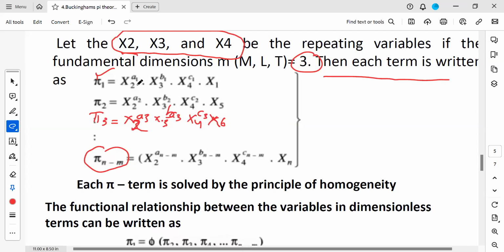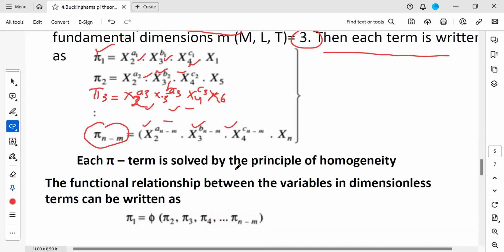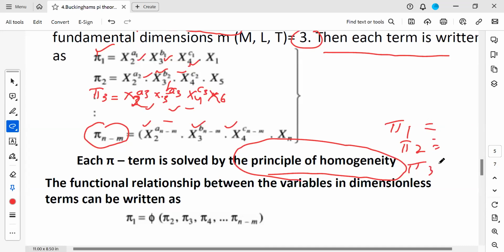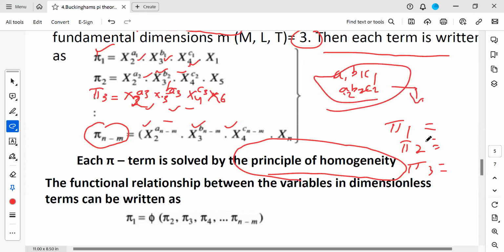So in all these pi terms, x2, x3, x4 are the repeating variables. Next, consider each pi term and apply dimensional homogeneity. We can find the value of the pi 1 term, the pi 2 term, the pi 3 term. By applying dimensional homogeneity, we can find the values of a1, b1, c1, a2, b2, c2. Like this, we can calculate those values and substitute them here.